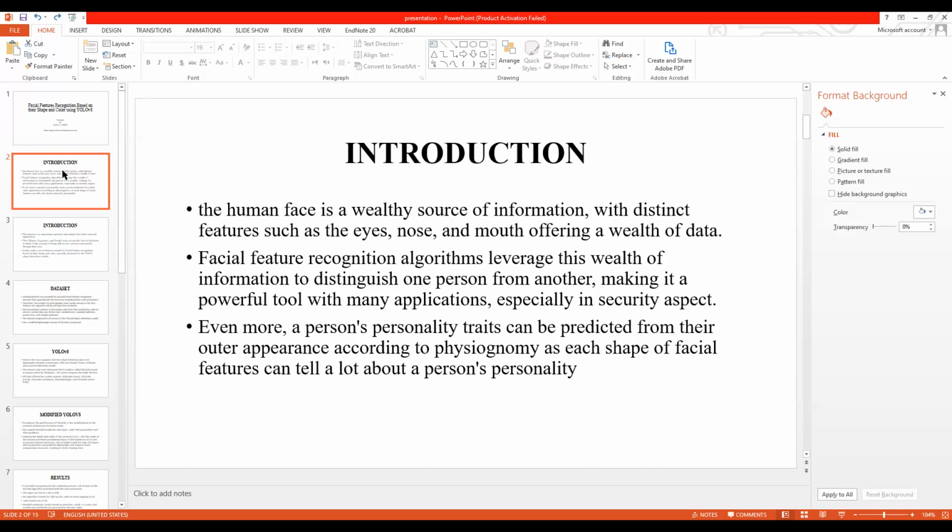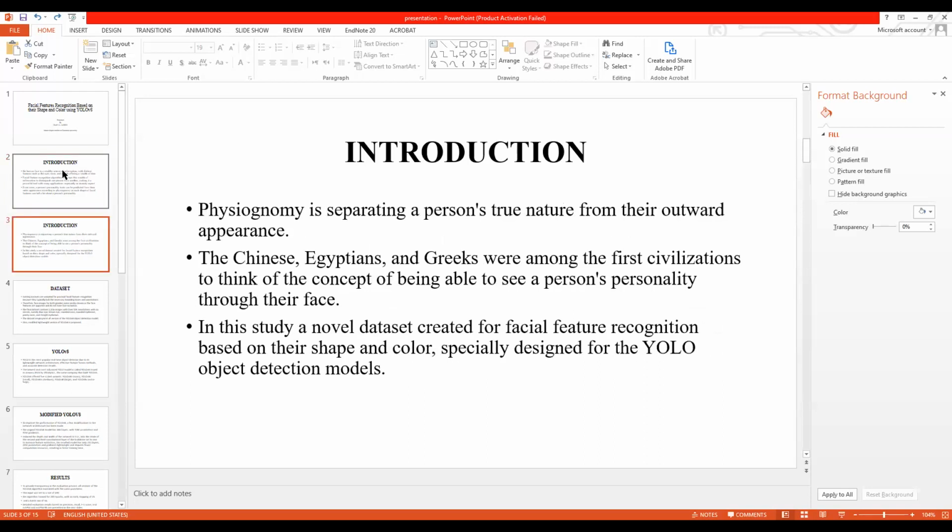Even more, a person's personality traits can be predicted from their outer appearance according to physiognomy, as each shape of facial feature can tell a lot about a person's personality. Physiognomy is separating a person's true nature from their outer appearance. The Chinese, Egyptian, and Greek were among the first civilizations to think of the concept of being able to see a person's personality through their face.